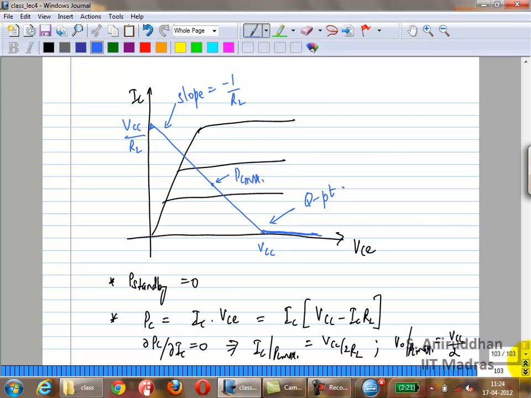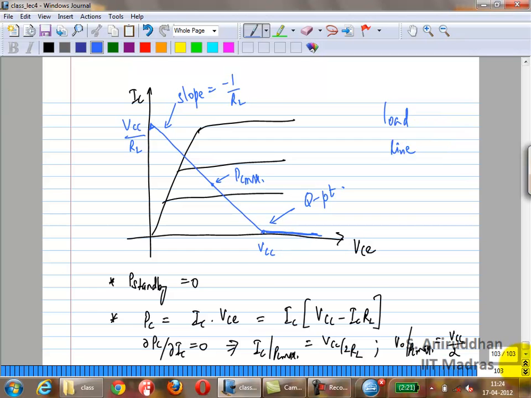Okay. So now did everybody get that? This is the load line for the class B stage. For this class B emitter follower stage. Okay.